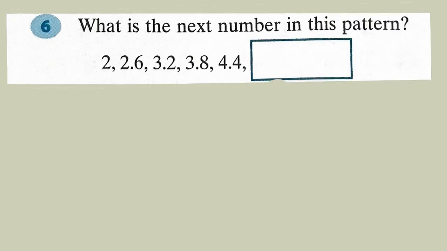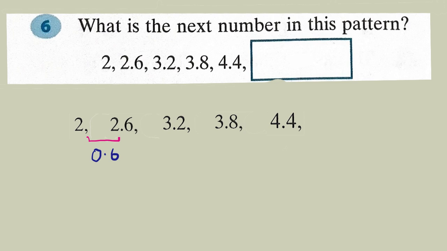And here we have another pattern with a string of numbers, but this time there are decimals in here. So when I examine these numbers, I don't see any pattern in there. So what I'm going to have to do is find the difference in between each one. What's the difference between 2 and 2.6? And the difference is 0.6. And what is the difference between 2.6 and 3.2? Right, once again, if we take two numbers away from each other, we'll get 0.6.